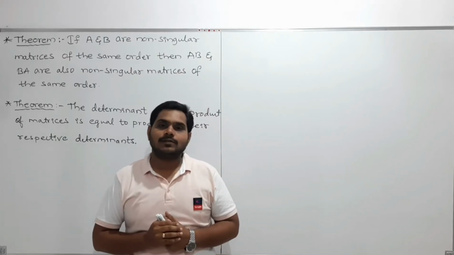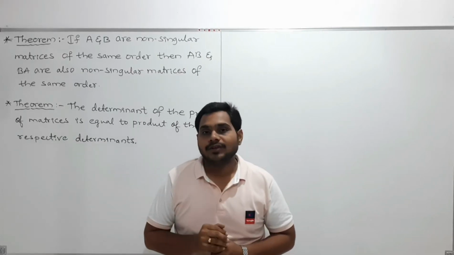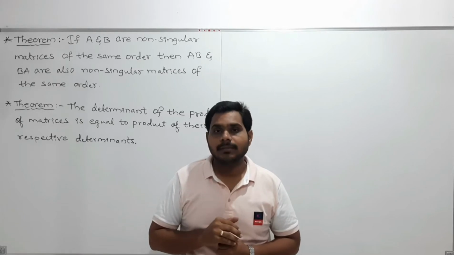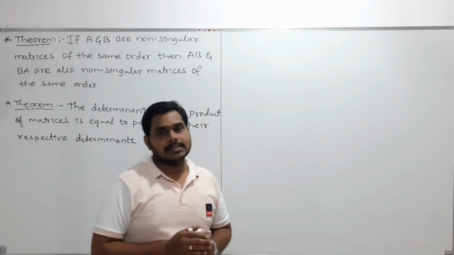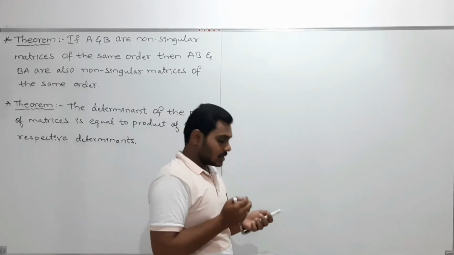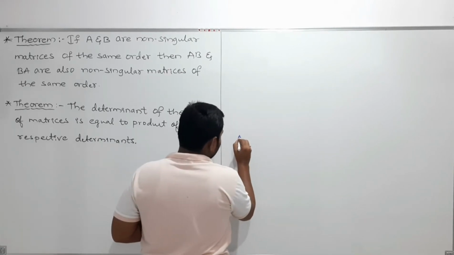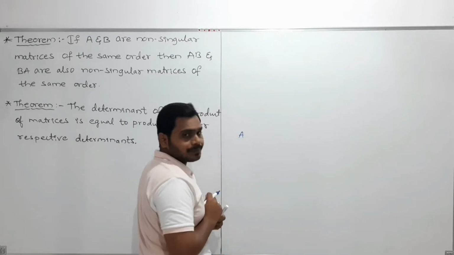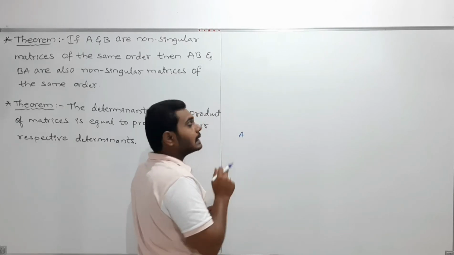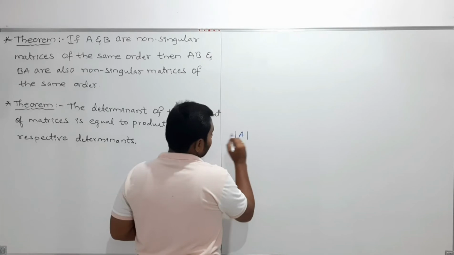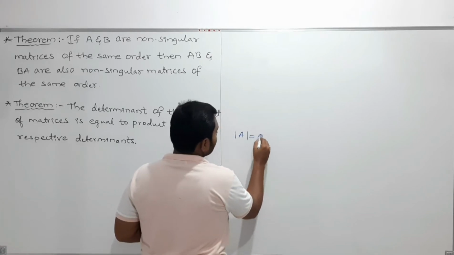In the previous videos, we discussed what is meant by a singular matrix and what is meant by a non-singular matrix, and one theorem I discussed. So I just revised the things. In the previous videos, I discussed that a matrix A is said to be singular if the determinant of A is equal to 0.